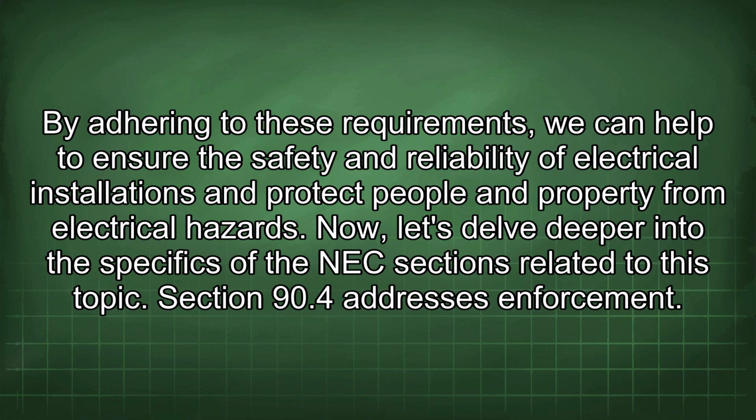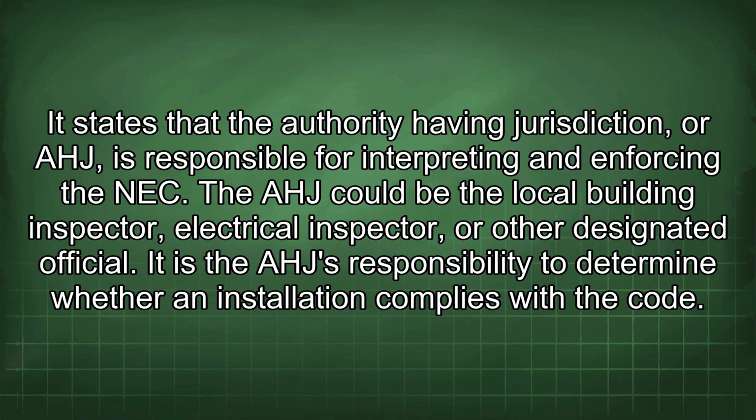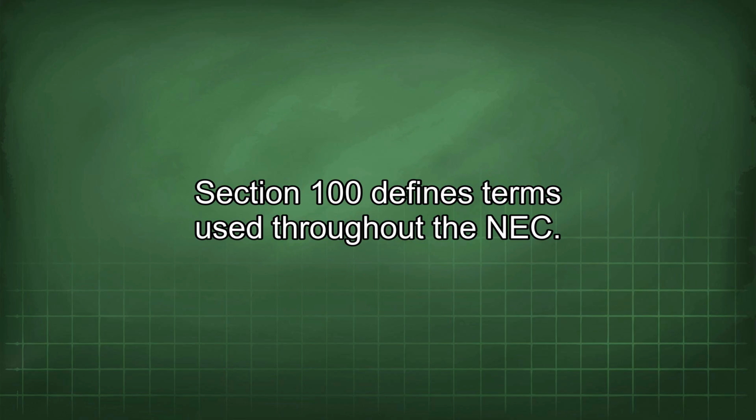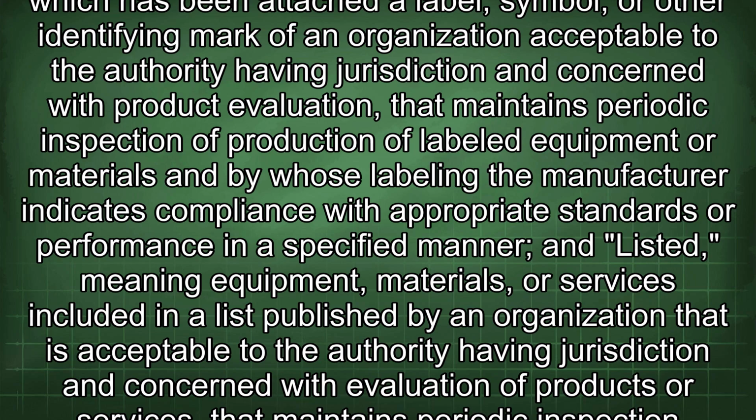Section 90.4 addresses enforcement. It states that the authority having jurisdiction, or AHJ, is responsible for interpreting and enforcing the NEC. The AHJ could be the local building inspector, electrical inspector, or other designated official. It is the AHJ's responsibility to determine whether an installation complies with the code. Section 100 defines terms used throughout the NEC. Some relevant definitions include equipment, which refers to a general term that includes materials, fittings, devices, appliances, luminaires, apparatus, and the like used as a part of or in connection with an electrical installation.